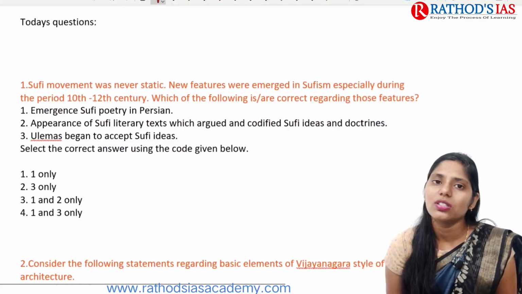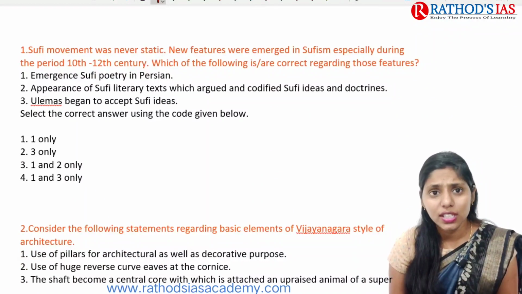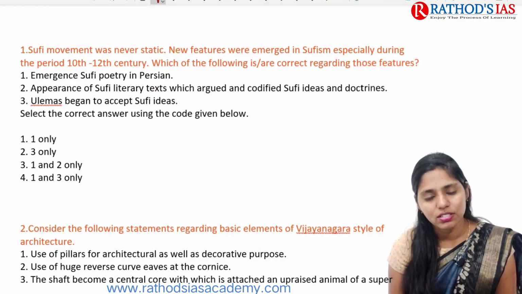And now let us try to see today's practice questions. The first one is regarding Sufism. So try to read the 3 statements you are given and give the correct answer.